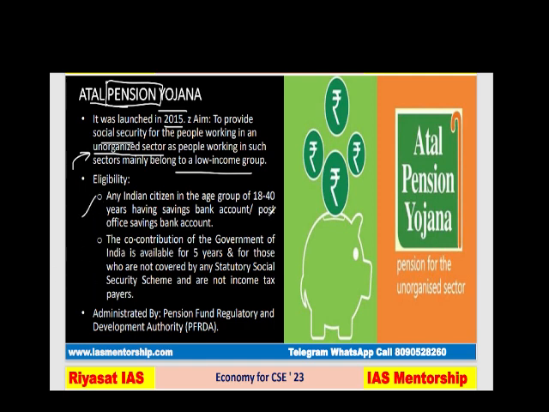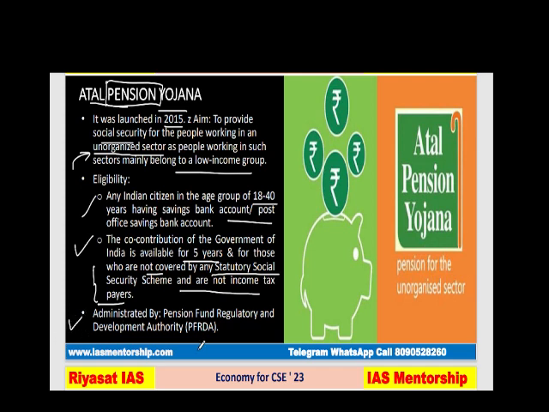Eligibility: any citizen from the age group of 18 to 40 having a savings bank account or post office savings bank account. Next eligibility, the co-contribution of Government of India is available for 5 years, and for those who are not covered by any statutory social security scheme and are not income tax payers. मतलब कि ये होना चाहिए eligibility. Clear? वो जो person है वो दूसरा benefit नहीं लेना चाहिए और वो income tax payer नहीं होना चाहिए.